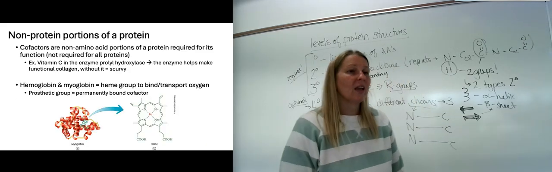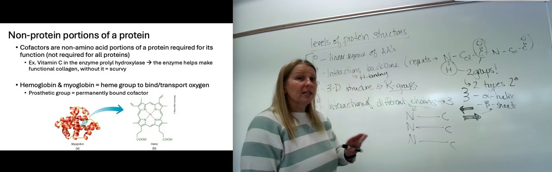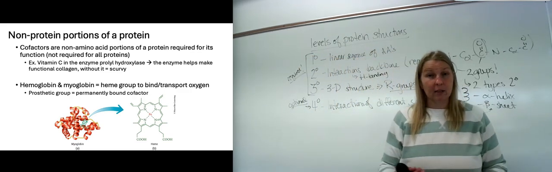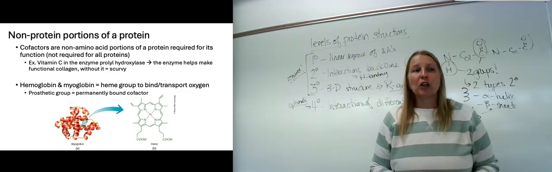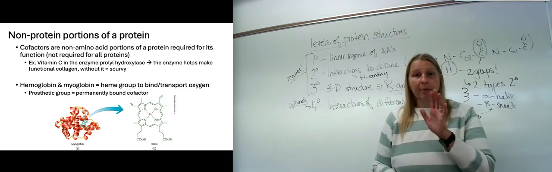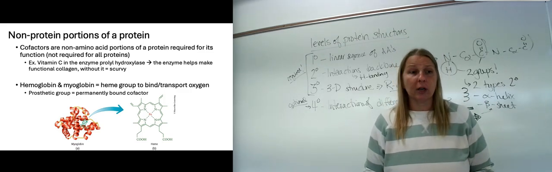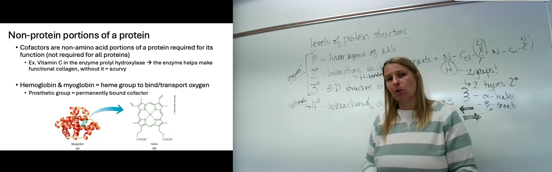So, however, not all proteins are just made up of amino acids. And this is why it's important where we talk about vitamins or other cofactors. So cofactors are actually not amino acids, but they are requirements for a protein to do its job. So for example, maybe many of you have heard of hemoglobin.